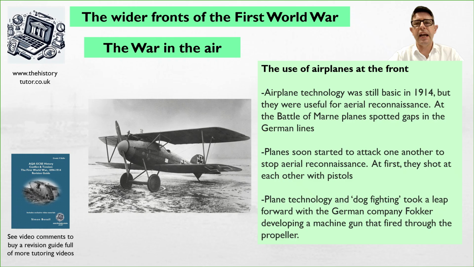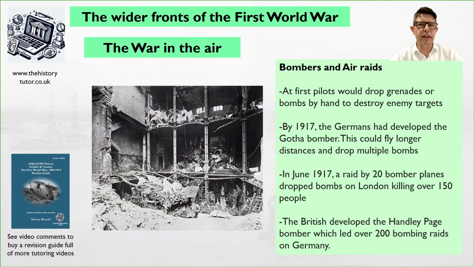Planes soon started to attack one another in the air to stop the aerial reconnaissance. At first they used pistols, simply shooting each other, or throwing sort of dart-style instruments to try and destroy the wings. But plane technology soon developed. The Fokker company developed a machine gun that could fire through the propeller, so now you could have more effective dogfighting in the air.